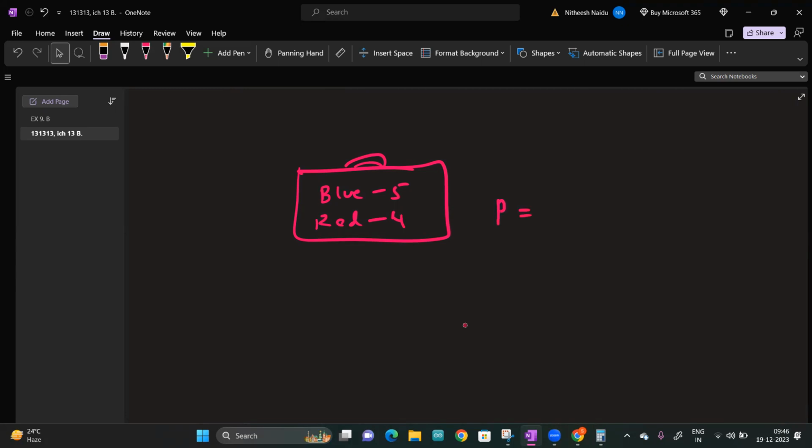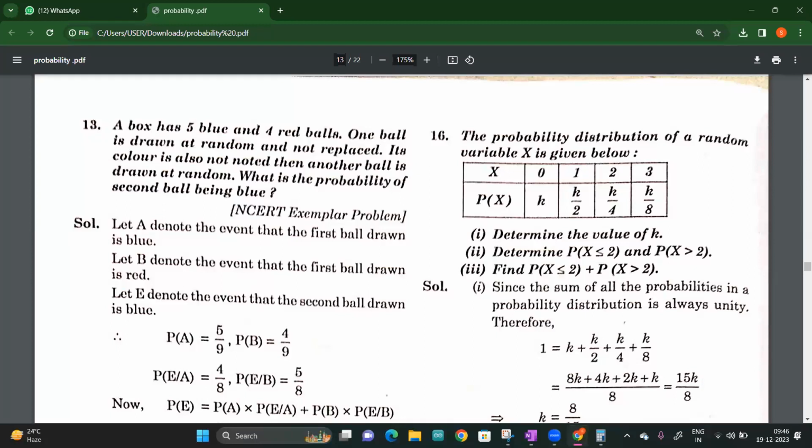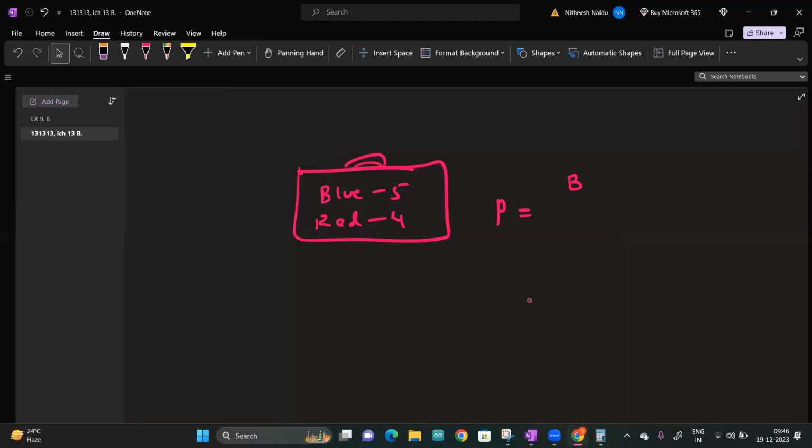Required probability P is equal to: first ball is blue, second ball is, what is the probability for second ball, red or blue? Being blue. So BB plus RB. BB means first blue, second blue. And the next thing is first red, second blue.